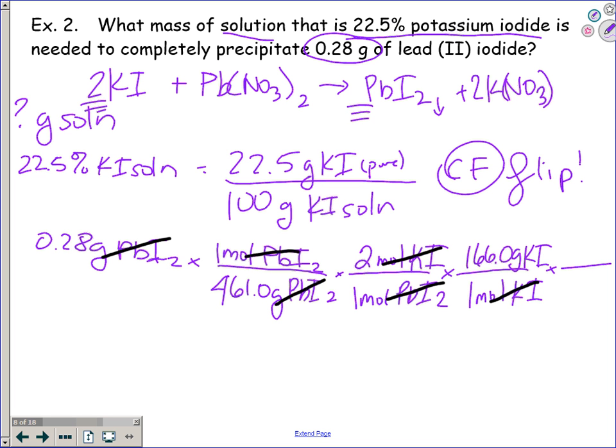Why do I want to flip it? Because you want to get to the solution. Right, I want the solution grams on top. So that's for the 100 grams of KI solution. For that 100 grams, only 22.5% of that was pure, which is 22.5 grams. And that little annotation of solution lets me know I'm at the solution, not the pure, so it's helpful to write that. And your grams of KI will cancel.